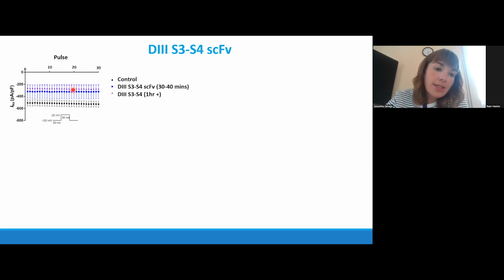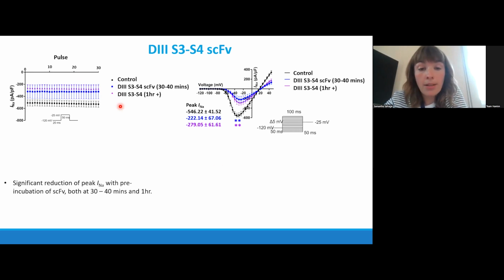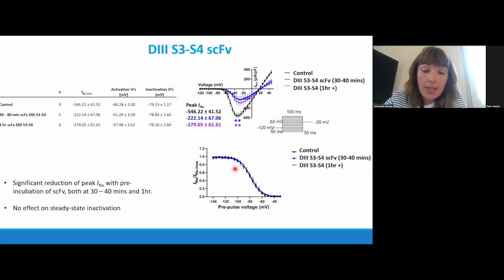And when we do this, the effect is actually much more stark. We can now see a noticeable decrease in peak current with the single-chain antibody, even at 30 to 40 minutes, with it not increasing that much more by 1 hour. Looking at the IV curve, there's a very significant decrease with this single-chain antibody without any effect on steady-state inactivation. So this is really quite encouraging.